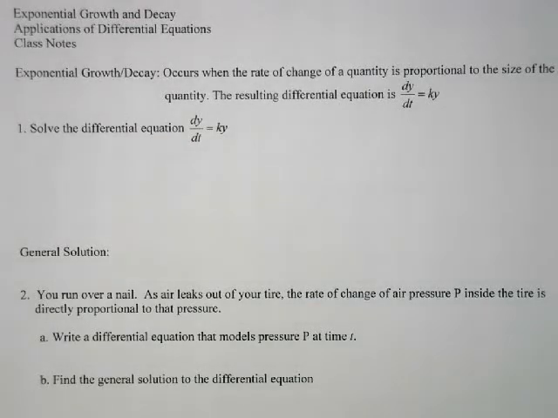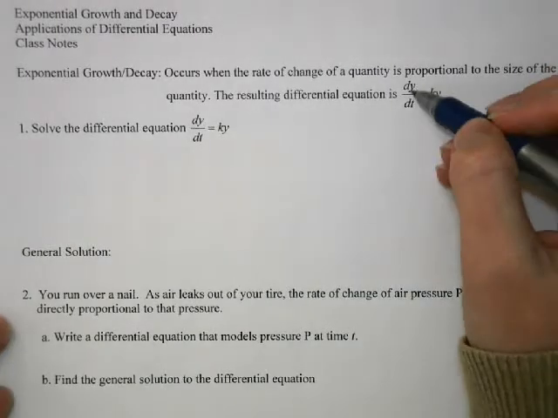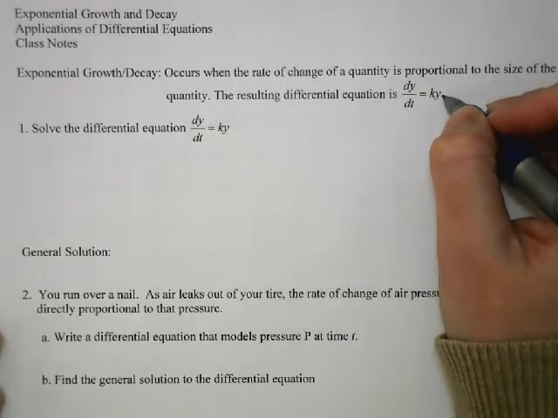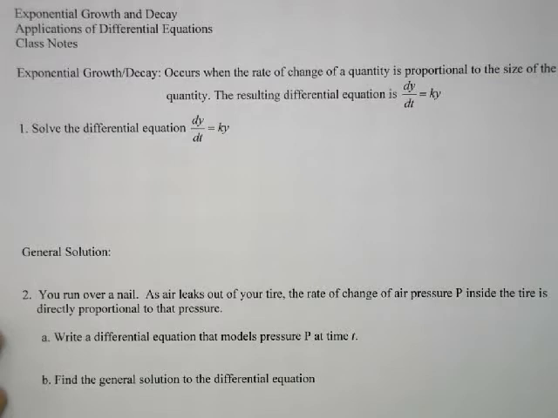Today we're going to be talking about applications of differential equations, and a specific example of that is exponential growth and decay. So you've been dealing with exponential functions since you were in Algebra 1. Now we're going to look at it from a calculus perspective. Exponential growth and decay occurs when the rate of change of the quantity is proportional to the size of the quantity, resulting in the differential equation dy/dt equals ky. So the rate is directly proportional to whatever the size is.